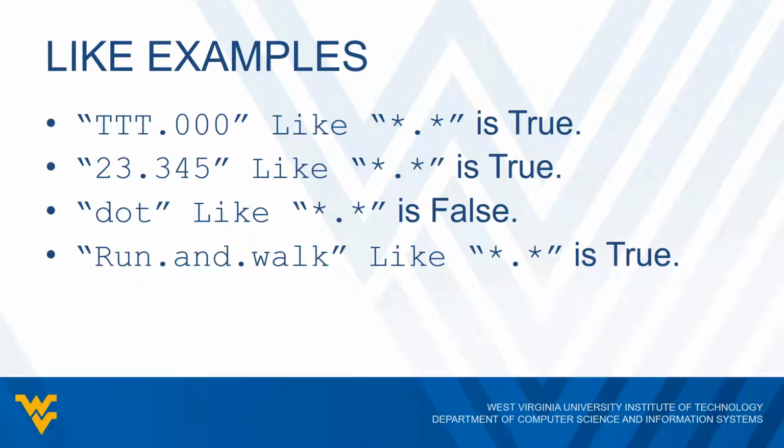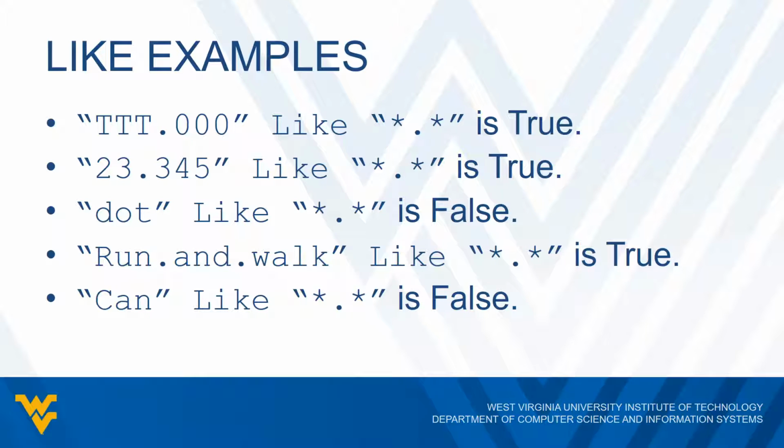So here, the dot that we're matching could either be the one between the run and the and, or the one between the and and the walk. So if the dot that we use is between run and and, that means run would be part of the first star, and and.walk would be part of the second star. Likewise, if we use the second dot as the dot that matches, then run.and would be part of the first star, and walk would be part of the second star. So sure enough, this does return true.